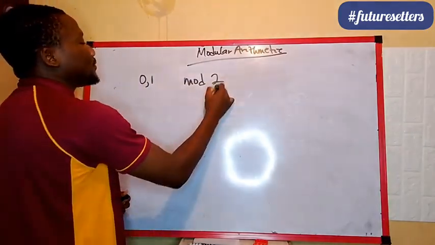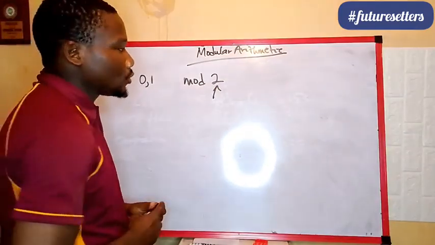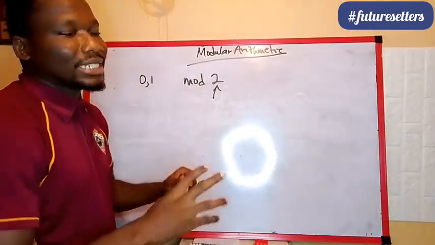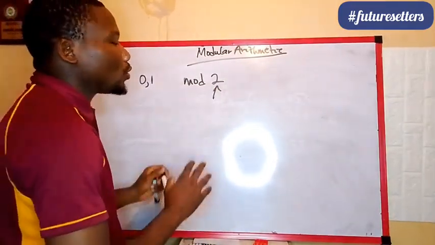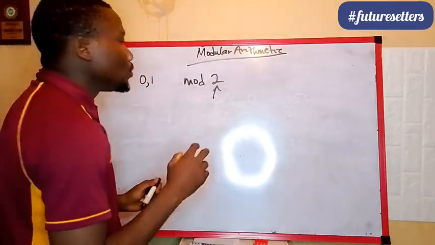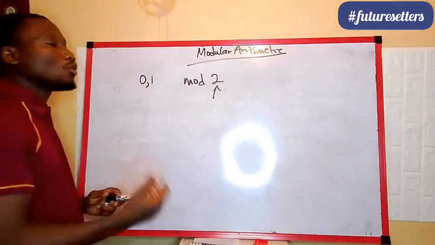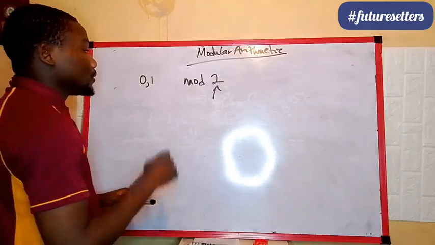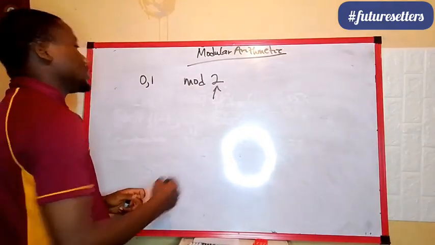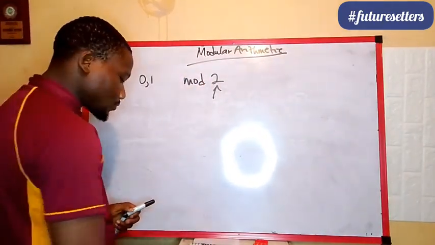And also know that whenever you are solving modular arithmetic, you need to focus on the mode. That is the direction you will use to work on it. You understand? If you don't know the mode, everything will be so confusing to you. So like I said, focus on the mode. Know the mode that's there. Now we have mode 2 here.